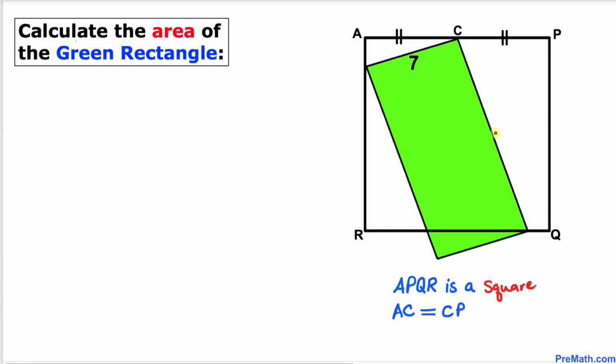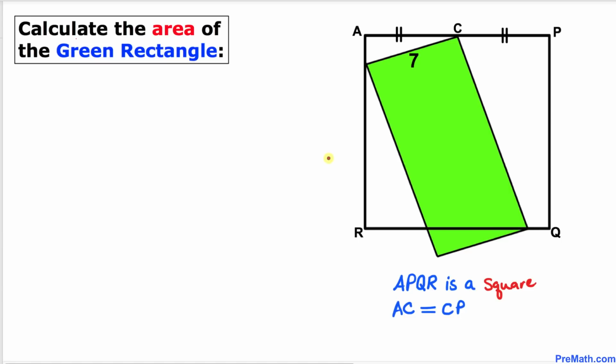In this video tutorial, we have been given a square APQR, as you can see in this figure, along with a green rectangle partially inscribed in this square, such that this side length AC is equal to this side length CP, and moreover the side length of this green rectangle has been given to us as 7 units, and now we are going to calculate the area of this green rectangle. So let's go ahead and get started with the solution.